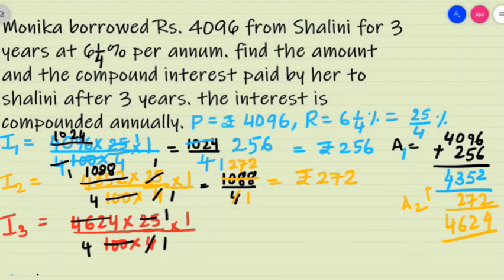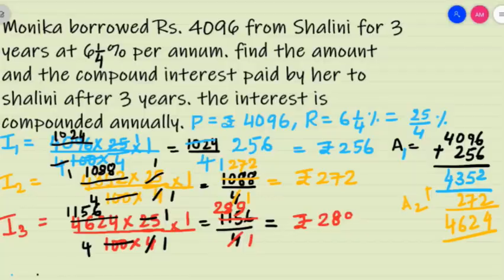4 ones are 4. See here, 4 ones are 4. So 6, 4 ones are 4, 22, 4 5s are 20, 4 6 are 24. You are left with 1156 divided by 4. Again 56 is divisible by 4. So 1156 is also divisible by 4. So what we shall do? We shall again cancel it by 4. 4 ones are 4. Here see 4 2s are 8, 35, 4 8s are 32, 36, 4 9s are 36. So you are getting 289 for the third year as interest.